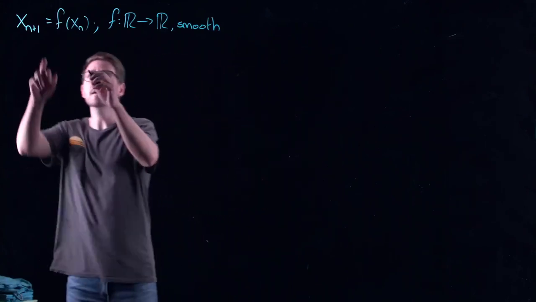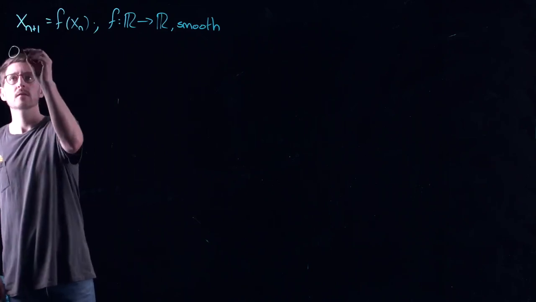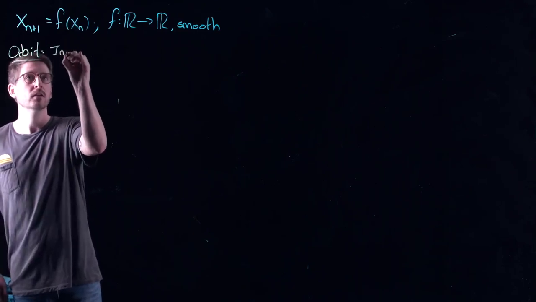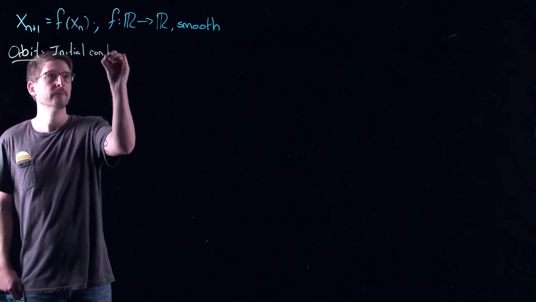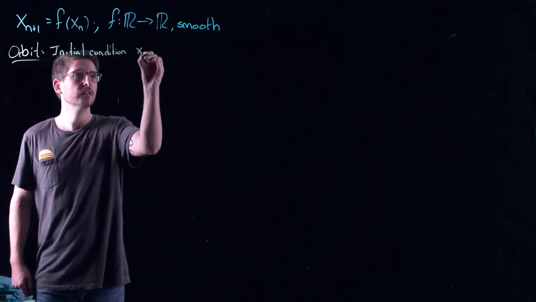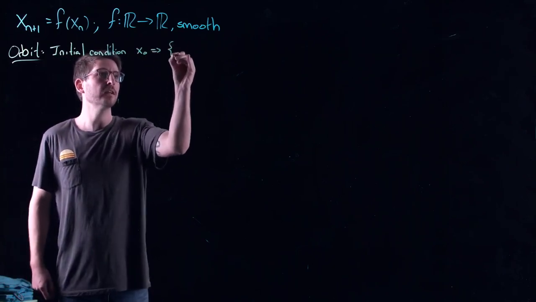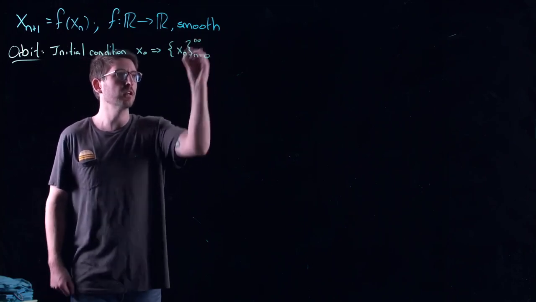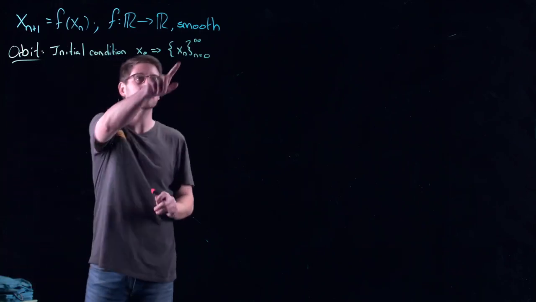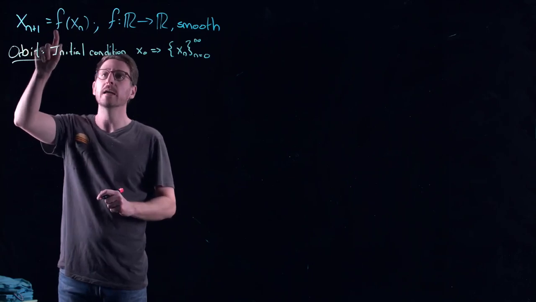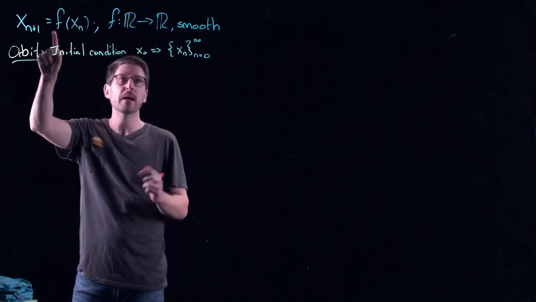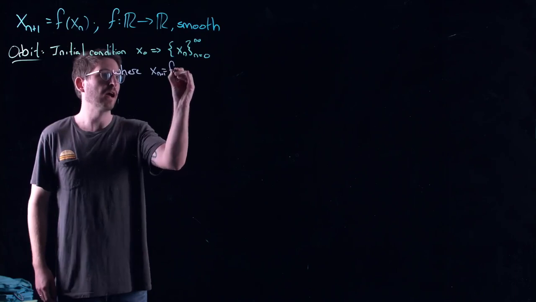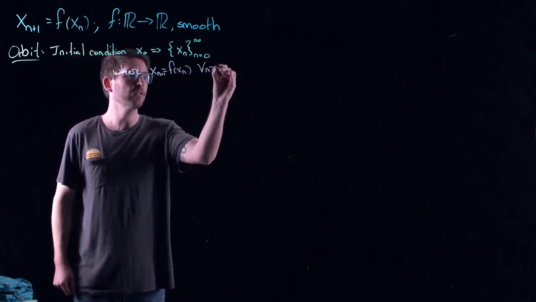Well, this thing will generate an orbit. So we can talk about an orbit. Well, that is an initial condition, x naught, which leads to a sequence, which I will say is xn, where n goes from 0 to infinity. And of course, each xn is given by its value underneath this mapping, right? So where xn plus 1 is equal to f of xn, for all n greater than or equal to 0.